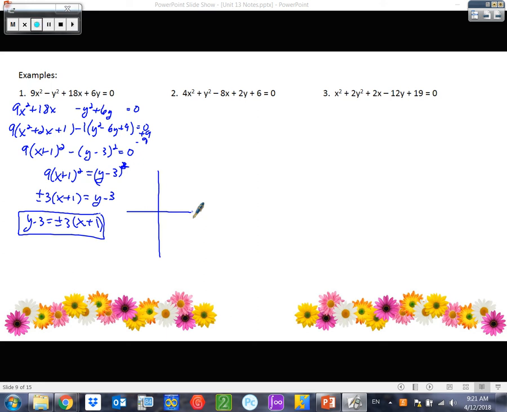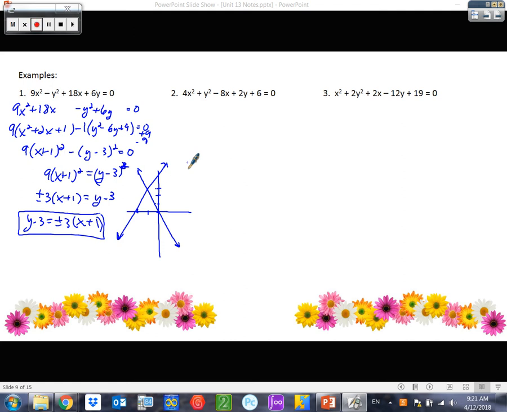So let's see. We know we're at -1, 3. That's the point that these 2 lines have in common, -1, 3. And our slopes are plus and minus 3. One line is a plus 3, one's a minus. So let's just kind of go. So we have 1, 2, 3, 1. So here's one line. And then we have 1, 2, 3, and going -1. So that's that line. So there is our degenerate hyperbola.